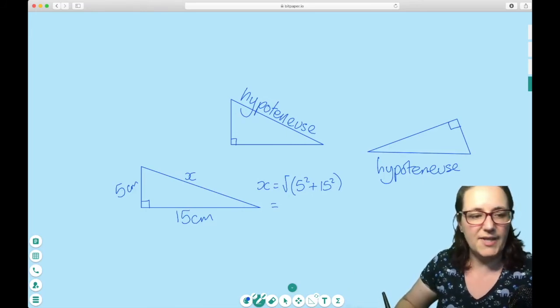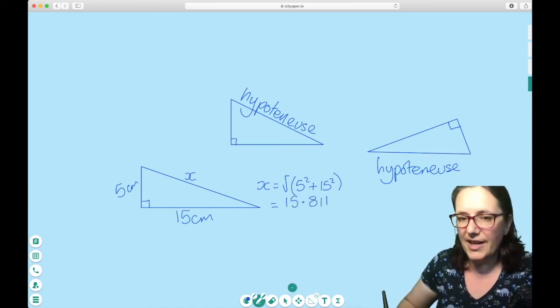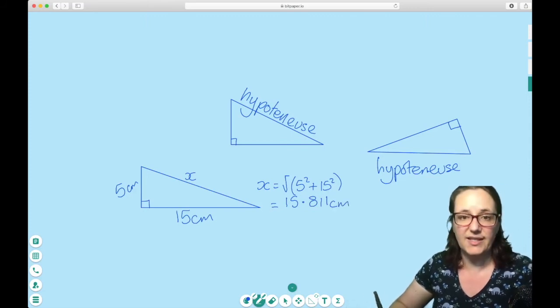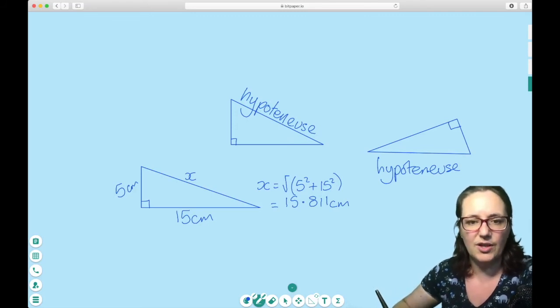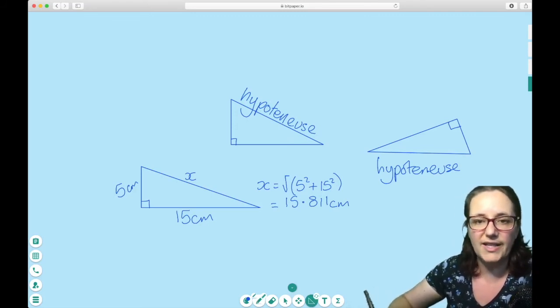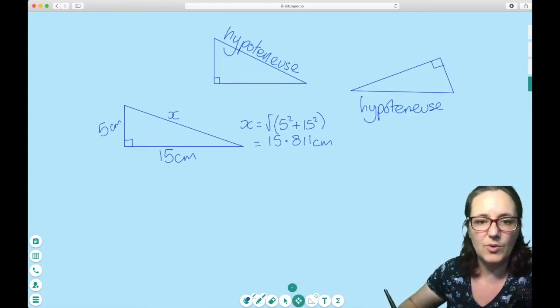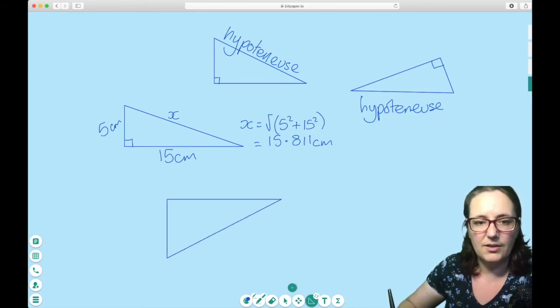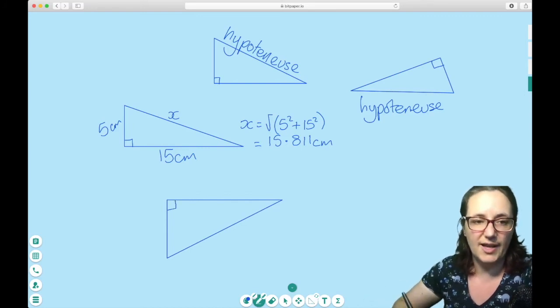x comes out as 15.811. It continues a bit further than that, but that is more than enough decimal places. So that's finding a hypotenuse. Very often we might need to find one that is not a hypotenuse. So I'll just move the page up a little. So again, your first question is always going to be, do you want to find the hypotenuse?